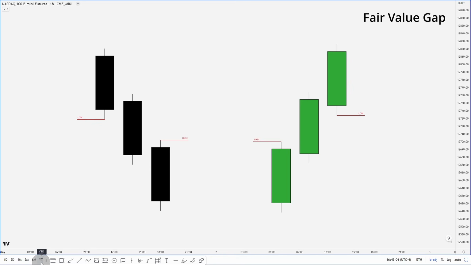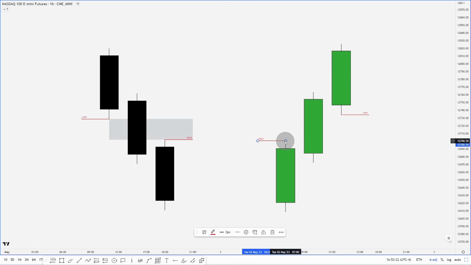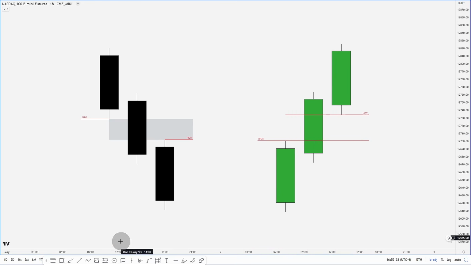A fair value gap is a 3-candlestick pattern where the first candle low does not overlap with the third candle's high, or where the first candle high does not overlap with the third candle's low. Let's take a little bit of a deeper look into that. If we take a look at this candle's low and drag it out, and this candle's high and drag it out, because this high does not overlap with this low, this is now a fair value gap. Going over to this example, this candlestick high does not overlap with this candlestick's low, so this is also a fair value gap.